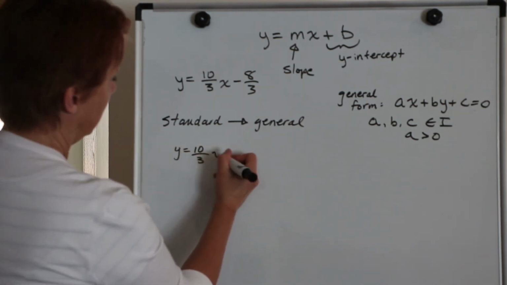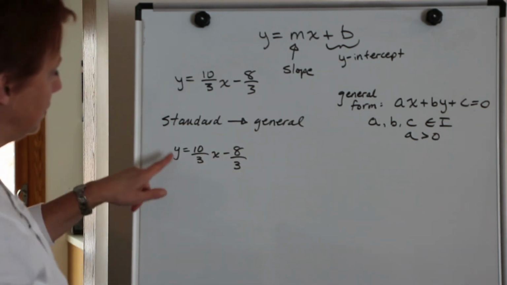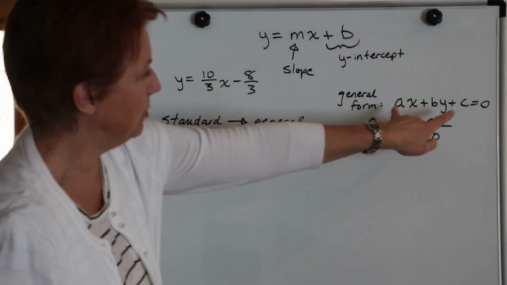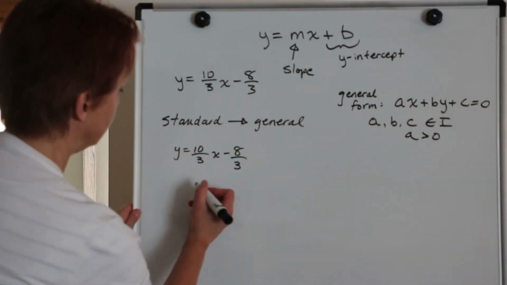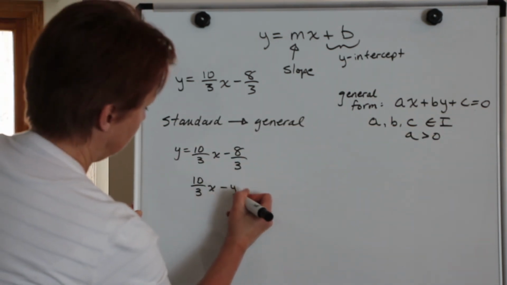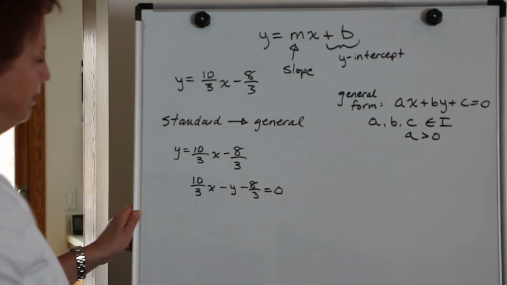So there's my starting point. What I'm going to do is move the y in between these two terms, because that's where it's supposed to be. It's supposed to be between the x term and the constant. So first thing I'm going to do is go 10 over 3x minus y minus 8 over 3 equals 0.